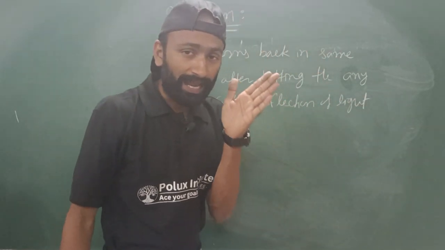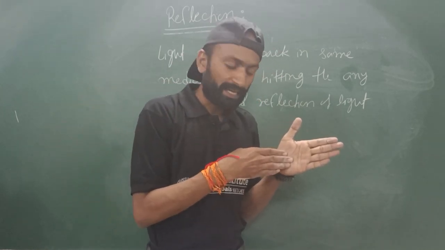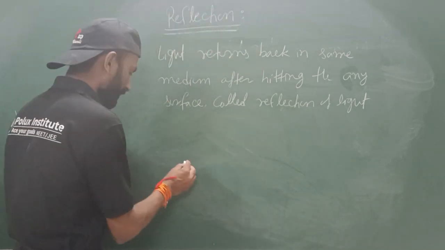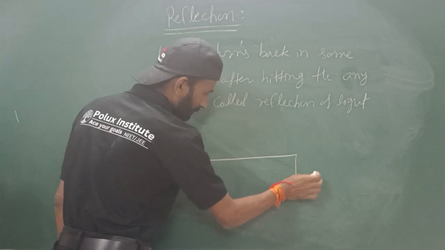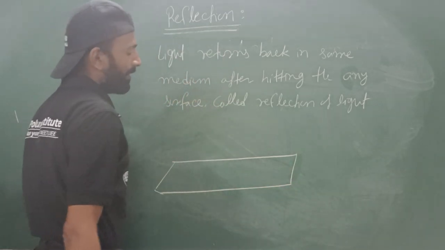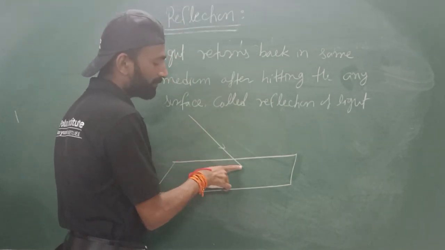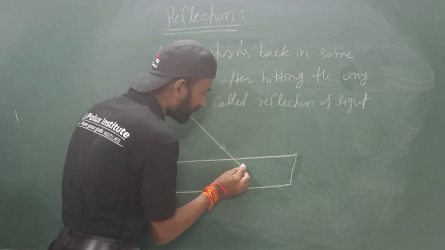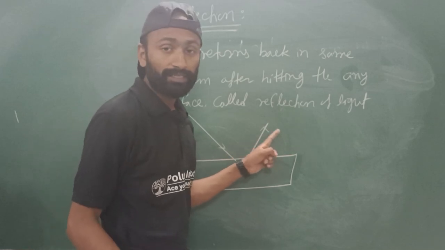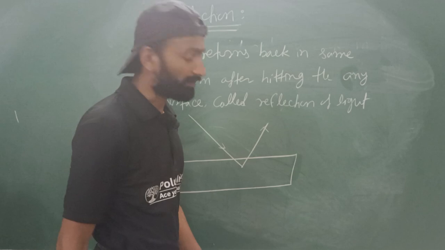It means if light is coming from anywhere, hitting the surface and returning back in the same medium, it is called reflection. Let's say this is a mirror, and light is coming from here, hitting the surface. After hitting, it will return back in the same medium. If here was the air, after returning also it is in the air, coming from air and returning back in the air. So this is reflection.